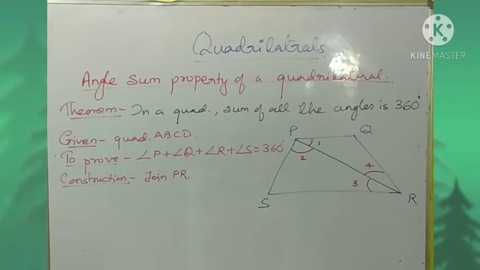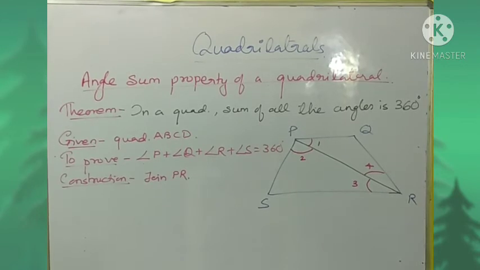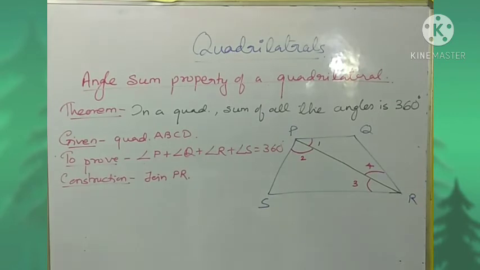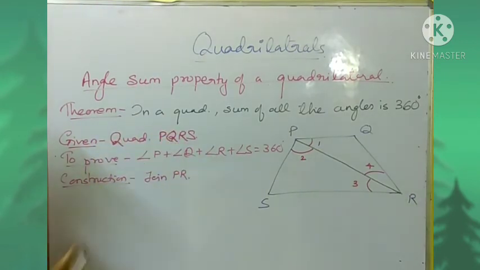Now next we have to prove the angle sum property of a quadrilateral. The theorem related to this property is: in a quadrilateral, the sum of all the angles is 360 degrees. Consider any quadrilateral. Let the quadrilateral be PQRS. We have to prove that angle P plus Q plus R plus S is equal to 360 degrees.